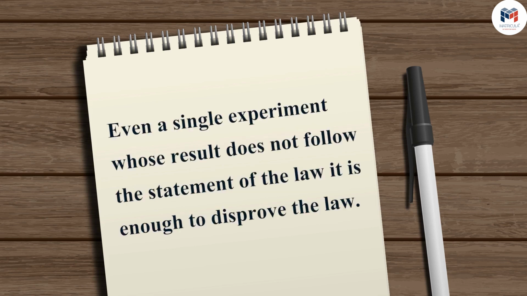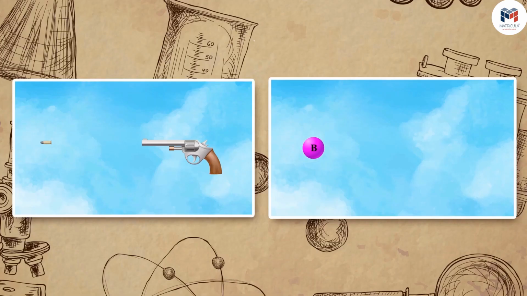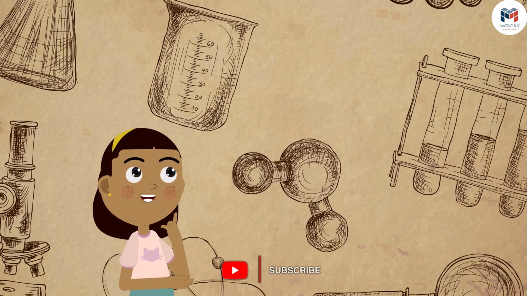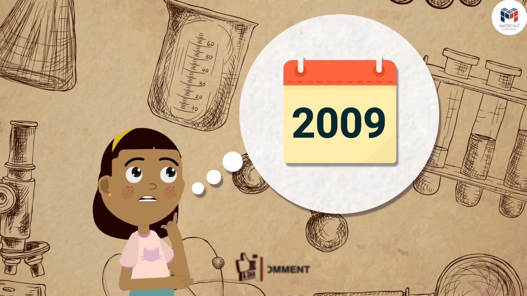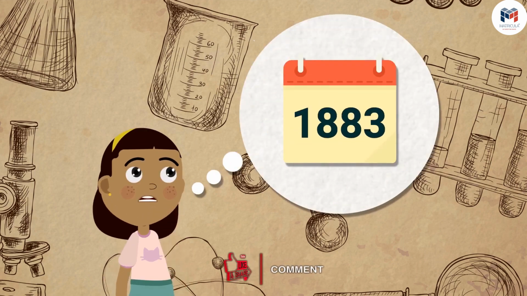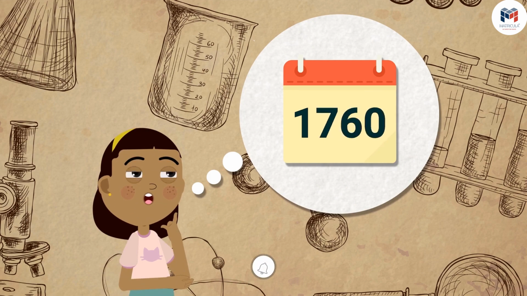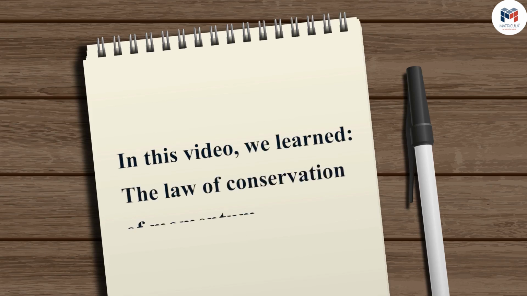Whereas, if there exists even a single experiment whose result does not follow the statement of the law, it is enough to disprove the law. The law of conservation of momentum has also been deduced from several observations and experiments. It is interesting to know that even though the law was first stated nearly 3 centuries ago, still not a single situation has been observed that contradicts the law. In this video, we learned about the law of conservation of momentum.